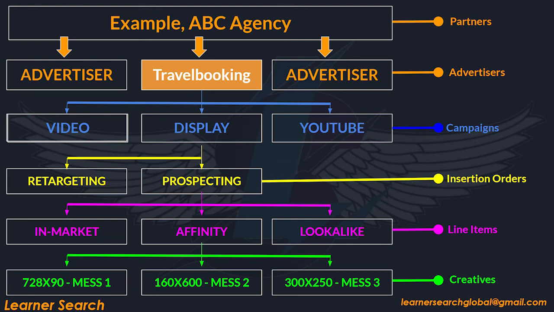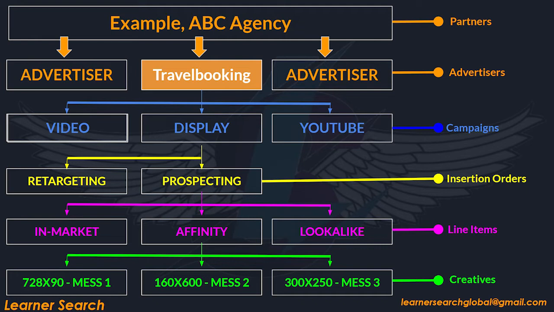Let's take another example to understand platform hierarchy. Travel booking is another advertiser under the same ABC agency in the platform. These advertisers want to run video, display and YouTube campaigns. Under display, they want to use retargeting and prospecting strategy.